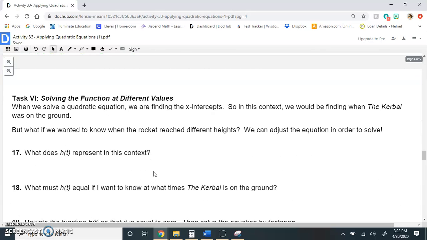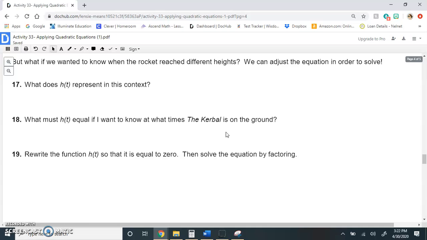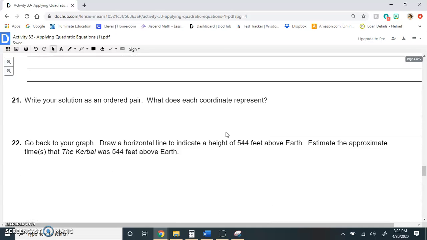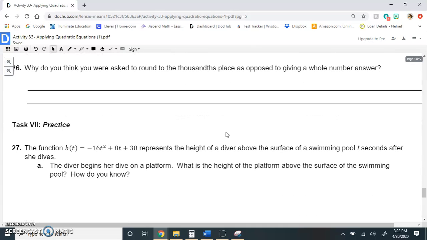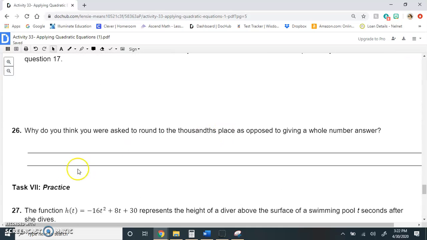Looking at the next task here, task 6, we're solving the function at different values. When we solve a quadratic equation, we are finding the x-intercept. In this context, we would be finding when the Kerbal was on the ground. The x-intercept would be at 0 height, or when it's on the ground. But what if we wanted to know when the rocket reached different heights? We could adjust that equation to better serve us. So feel free to go ahead and pause the video, and I want you to try to get all the way through this task. Stop at 26 for me, please.